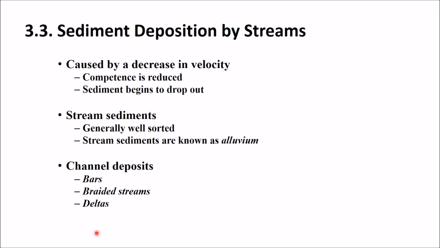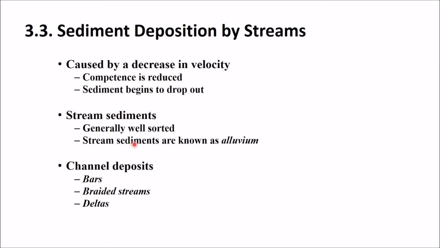And the third activity is about deposition. The deposition occurs when the velocity decreases. So then the sediment begins to drop down or settle down. Actually, we talked about this deposition in the lesson on sedimentary rocks. And stream sediments are normally, generally well sorted. That means the particles are classified by the size of the particles.